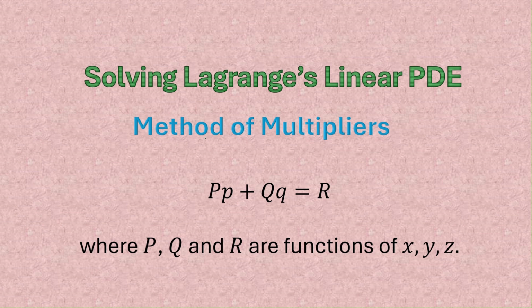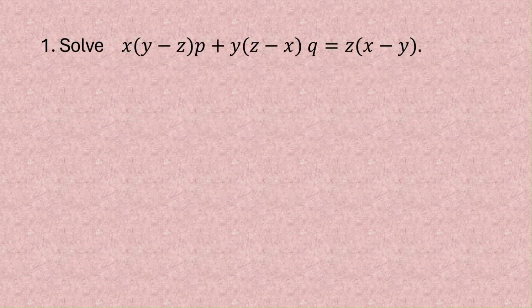So in this video, we are going to solve Lagrange's linear partial differential equation by the method of multipliers. In the previous video, we saw the method of grouping. In this video, we are going to see how to solve it by using multipliers. As usual, the Lagrange linear partial differential equation is of the form Pp plus Qq is equal to R, where P, Q, R are functions of x, y, z.